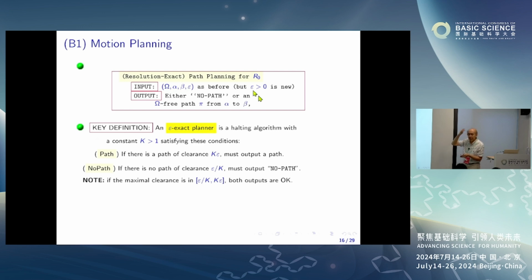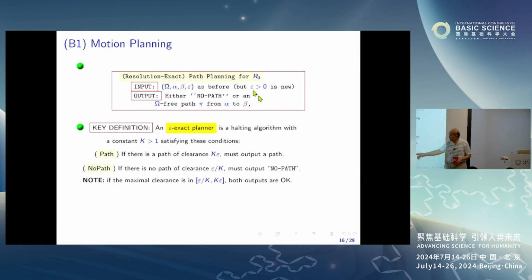To make it easy, just think of k equals 2. So if there's a clearance 2 epsilon, you should find a path. But if there's no path of clearance epsilon over 2, then you must output no path. So no path actually means something. It's not because you ran out of time looking for it.